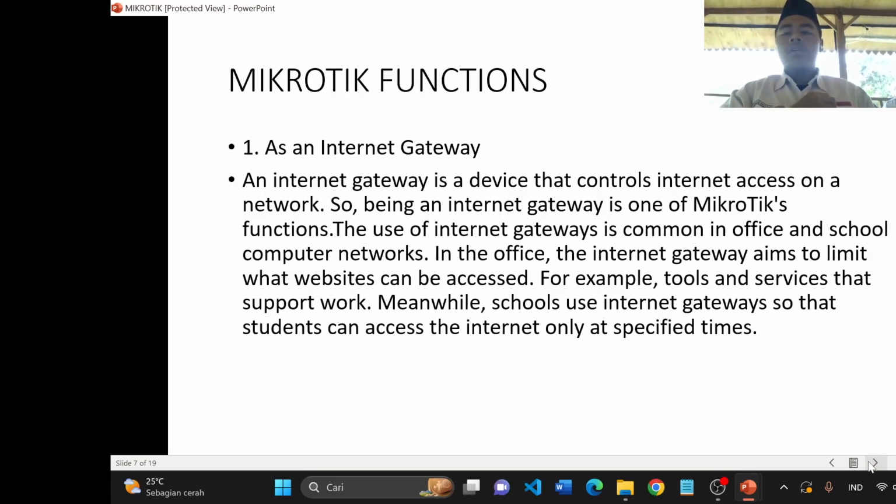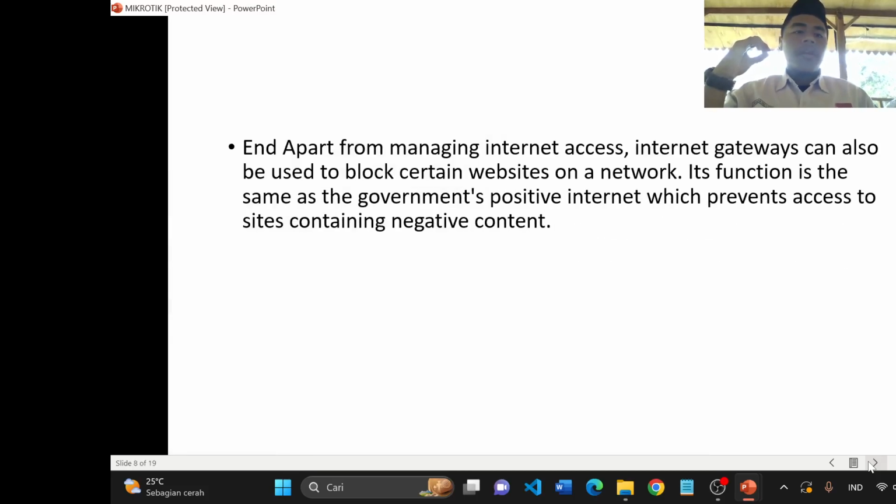For example, tools and services that support work. Meanwhile, schools use an internet gateway so that students can access the internet only at specific times. And apart from managing internet access, an internet gateway can also be used to block certain websites on a network. Its function is the same as the government's positive internet, which prevents access to sites containing negative content.